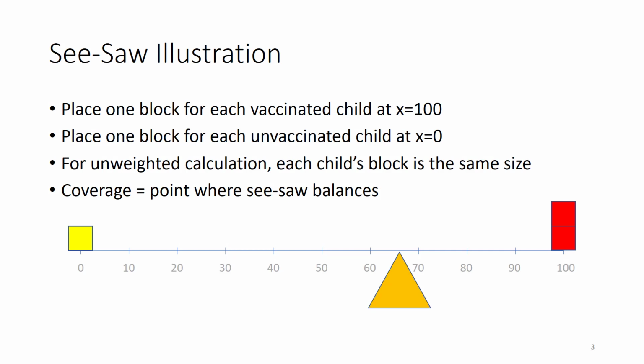I like the physical metaphor of a seesaw for calculating averages. This is a faithful illustration. This really works. If you put one block at the value 100 for each of the vaccinated kids, and you put one block down here at x equals 0 for the unvaccinated children, well, then the average, the coverage value, will be the point where you would place the fulcrum, and the seesaw would balance and be level, just like this. So we see that if we place the fulcrum at 66.7%, then the seesaw would balance, and that's because we have 2 kids here and 1 kid here, and each child contributes equal weight.